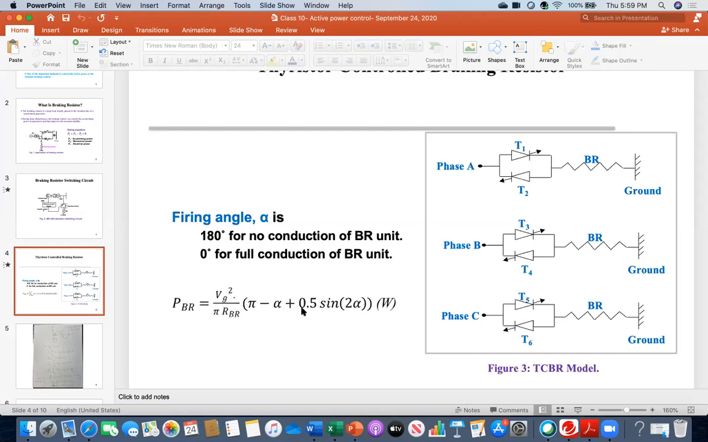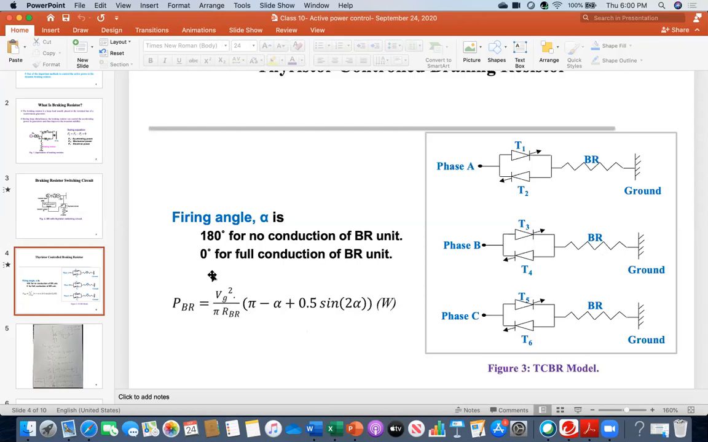And then, depending on the alpha, because these factors are multiplied with this, this portion will play the role during 1LG fault, 2LG fault. Accordingly, by using this equation, with the help of control of alpha, you can control the power consumption value. And then that will maintain your stability.